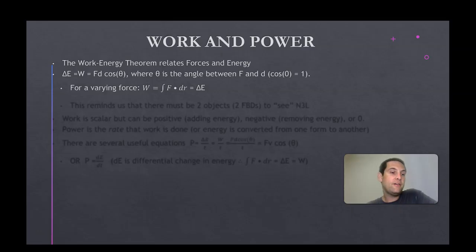Or if we have an F and D graph, then we know the area under the curve is going to equal our work, or equal to our change in energy. Maybe our change in kinetic energy, and from that we can figure out the final velocity.